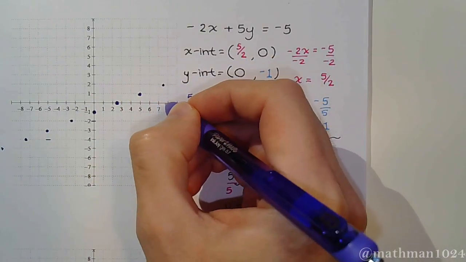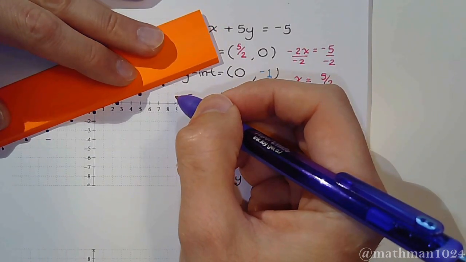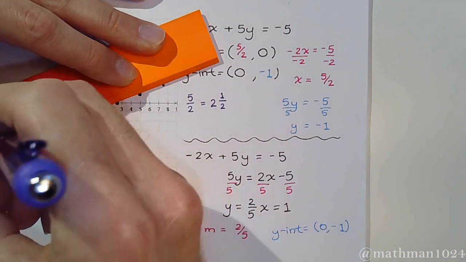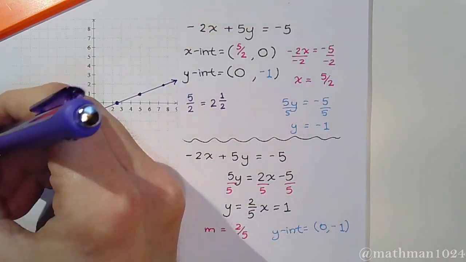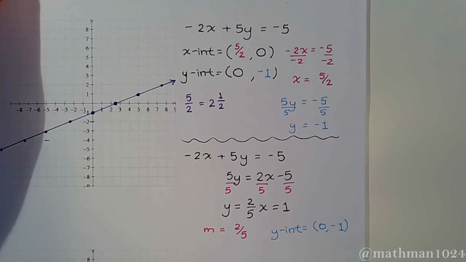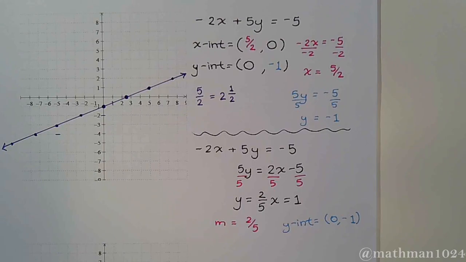So we can get these extra points to help us line up everything and just add an extra level of accuracy to our graph. Just like that. So what do you think?